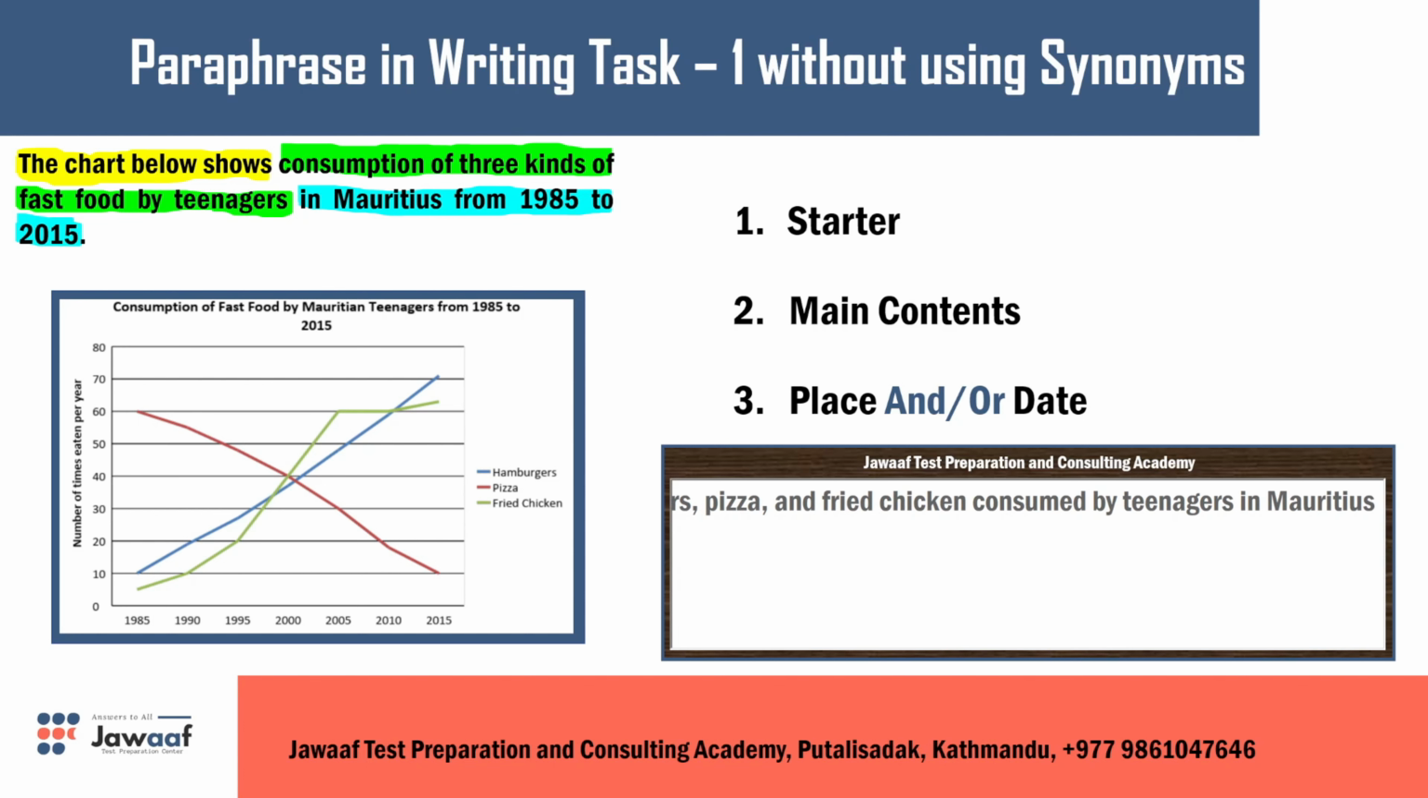Mauritius. The question says from 1985 to 2015. If the question says from to, you are going to write between and. This is what you are going to write. But if the question says between and, then you are going to write from to.